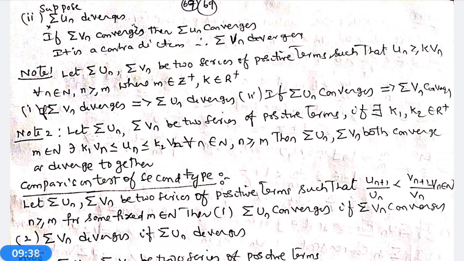This is the comparison test of first kind. What is the comparison test? Σun, Σvn are two series of positive terms, un ≤ k vn. If Σvn converges, then Σun converges. If Σun diverges, then Σvn diverges. This is the comparison test of first kind.